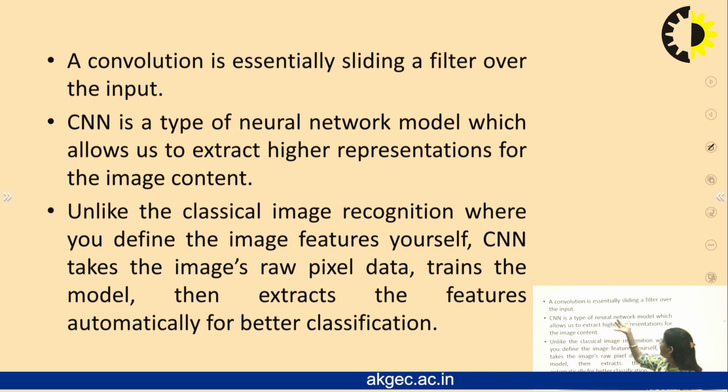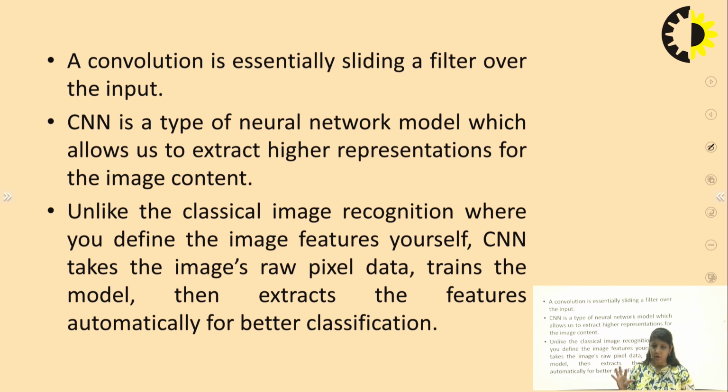CNN is a type of neural network that, as I already told, allows us to extract a higher representation of the image content. Basically we want to highlight the basic image objects, so that we can recognize who is the person in that image. For example, on Facebook, we tag a face, and that gives us personal information such as date of birth or the person's name. So recognizing and highlighting the main feature, a higher representation, is very important and very relevant for image recognition.